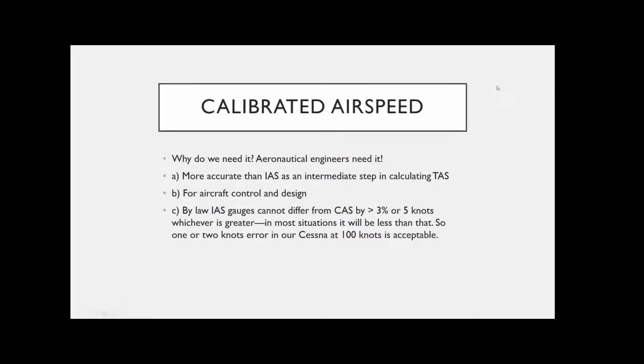Why do we need calibrated airspeed? Engineers need it. It is more accurate than IAS as an intermediate step to calculate true airspeed. Accurate speeds are important for aircraft control and design. By law, IAS gauges cannot differ from calibrated airspeed by more than 3% or 5 knots, whichever is greater. In most situations, it will be less than that. So 1 or 2 knots in our Cessna at 100 knots is acceptable.